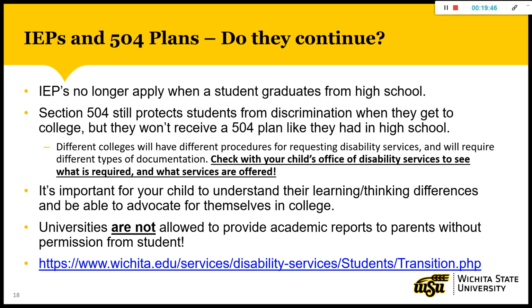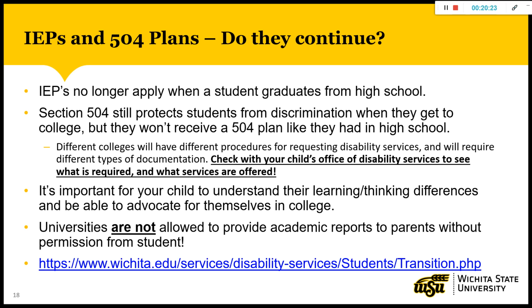Something I did want to cover as well with IEPs and 504 plans. As we're transitioning from the high school to the college level, it's important to know the limits of IEPs and Section 504 plans. So one important thing to note for students that have a disability or students that do have an individual education plan, the IEP itself no longer applies when the student graduates from high school. So your student who may be used to a certain standard of service according to that IEP, that will discontinue when they do graduate.